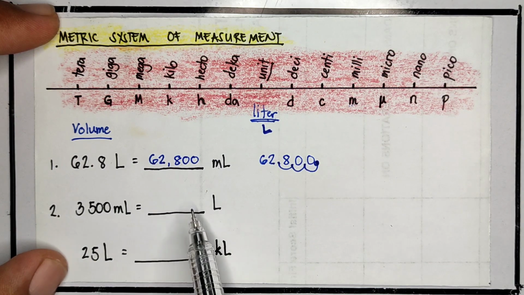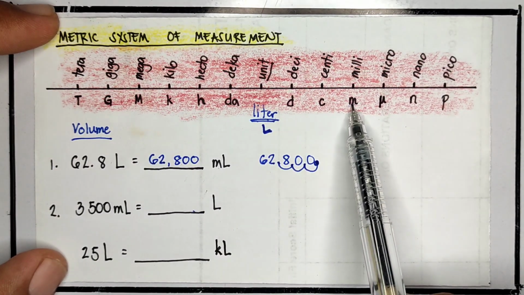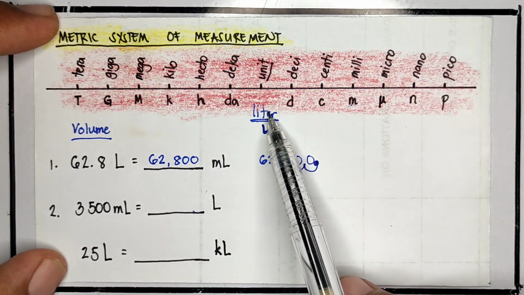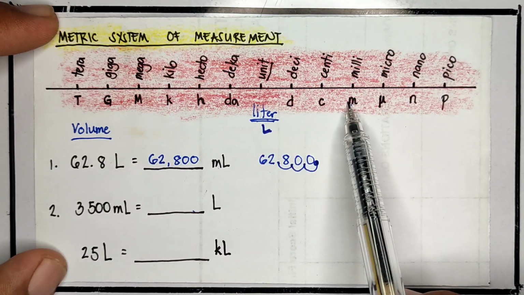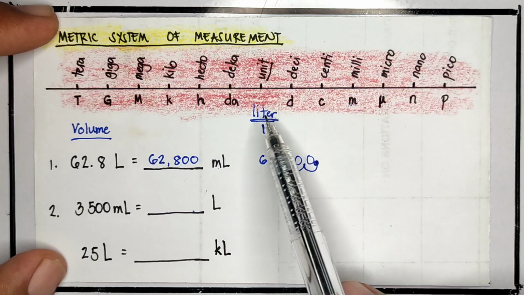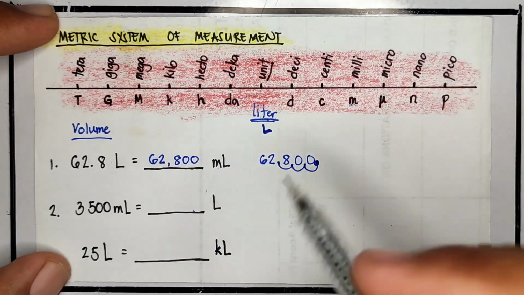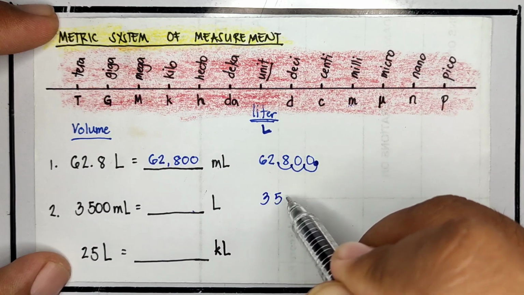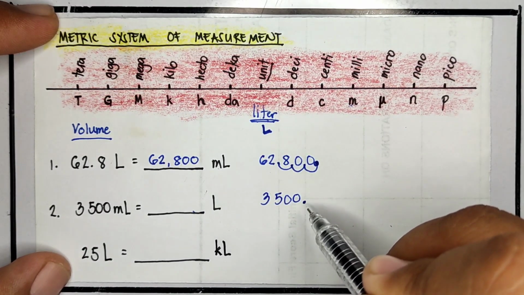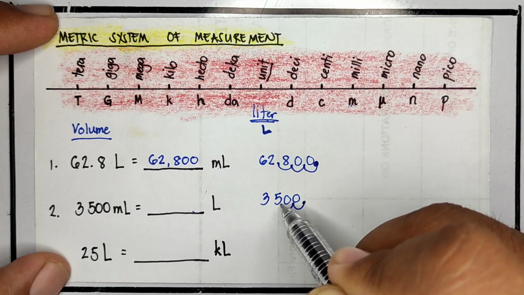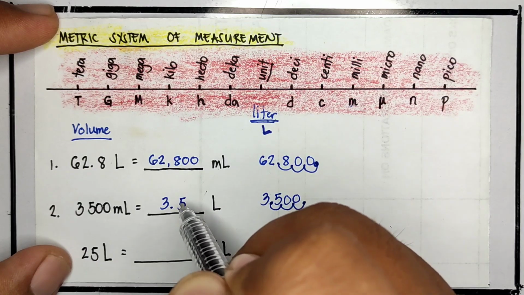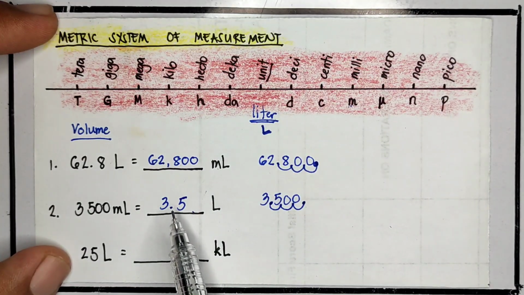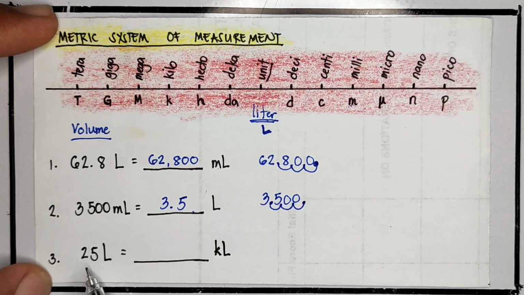Next, 3,500 milliliters is equivalent to how many liters? Milliliters is our given, going to liter. Okay? 1, 2, 3. Again, 1, 2, 3. Going left. Therefore, 3,500 decimal. 1, 2, 3. This would be the decimal point. Then we have here 3.5.